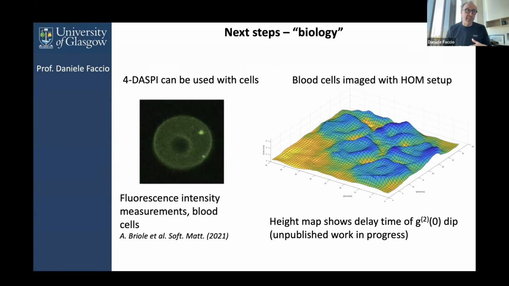And now what we want to do is augment this right-hand image also with the fluorescence coming from these 4-DASP molecules. And so in the same image, or in the same setup, you can get the refractive index profile of your cells, combined also with a viscosity measurement.